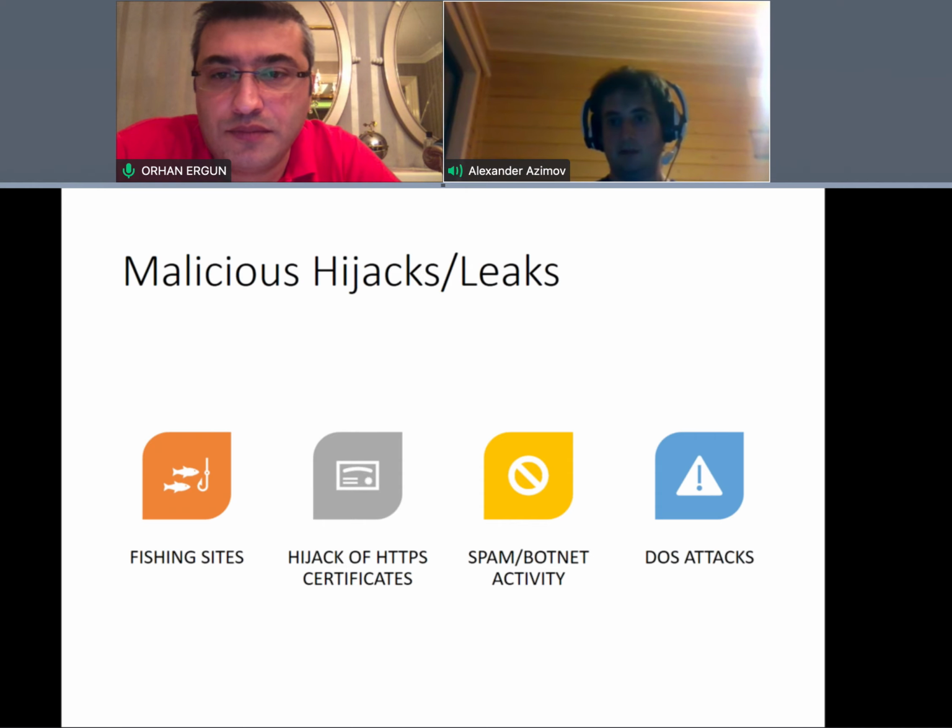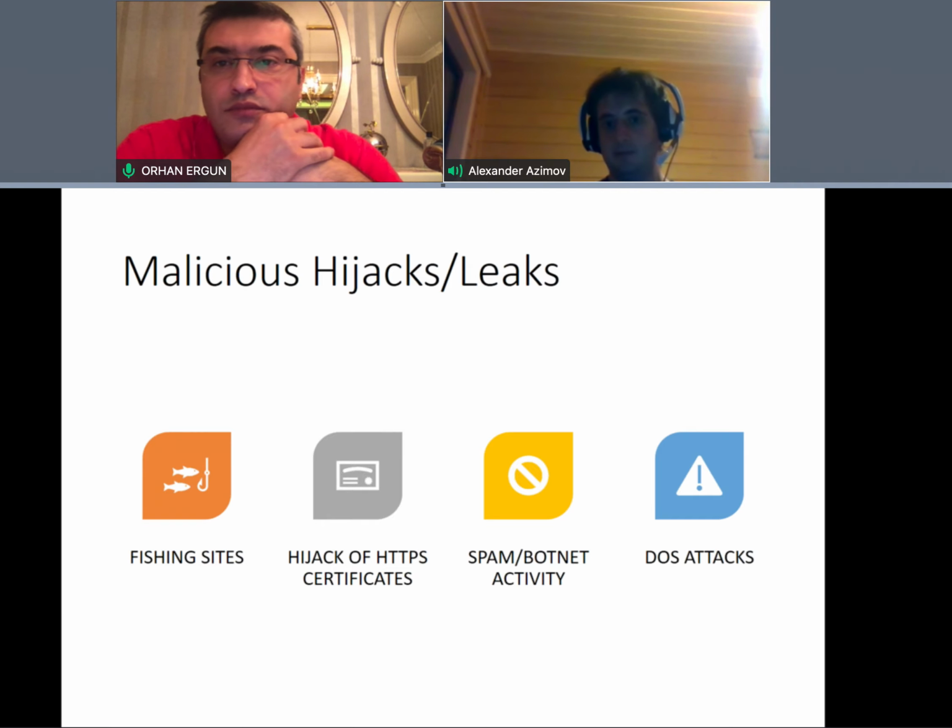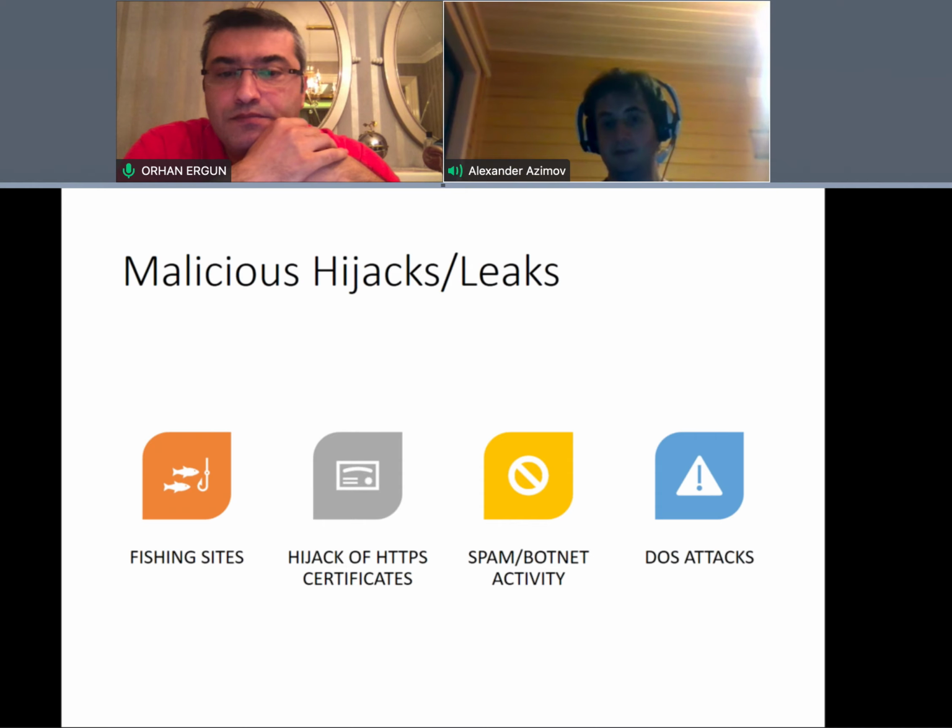We have two types of malicious or abnormal activity in BGP: hijacks and route leaks. Most of these events happen due to mistakes made by network engineers, but there is also malicious activity, and it can cause significant problems. It may redirect end users to phishing sites. It can be used to hijack HTTPS certificates, and after that the redirection can go even worse. It is used for spam and botnet activity. There are proven attacks in BGP by these kinds of malicious actors. And of course, hijacks and leaks can be used for denial of service.